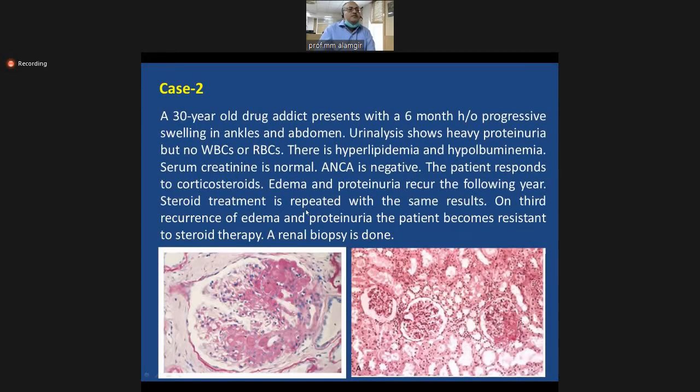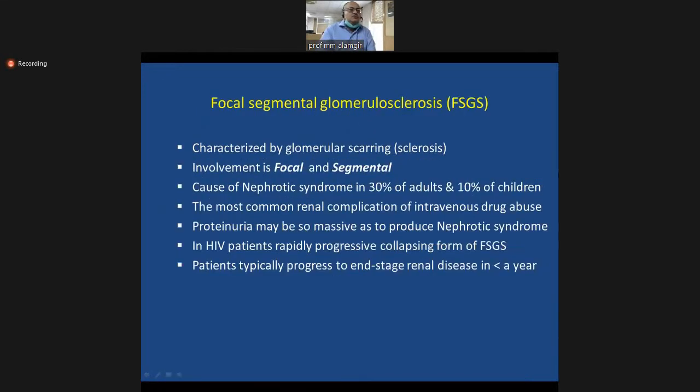It typically develops in addicts. Basically, the reason we don't know, but an immune mechanism may be involved, and they develop this sort of lesion. So that was the case. Case 2 belongs to focal segmental glomerulosclerosis, commonly referred to as FSGS. The previous one we discussed was membranous glomerulonephritis, and this is FSGS.